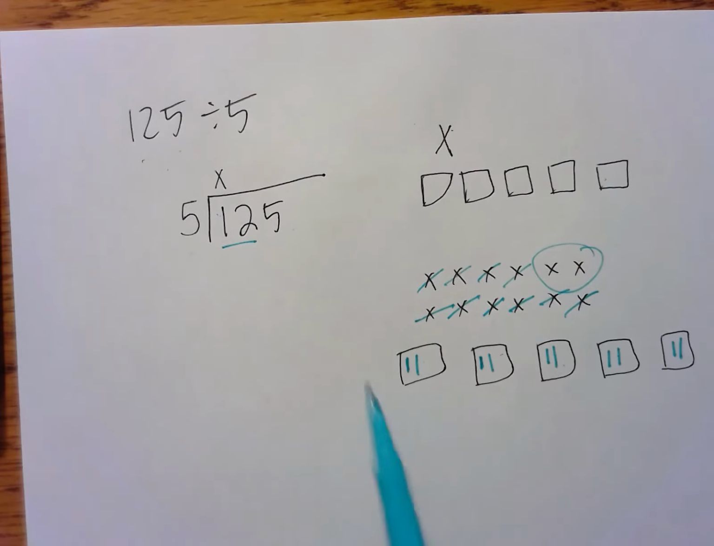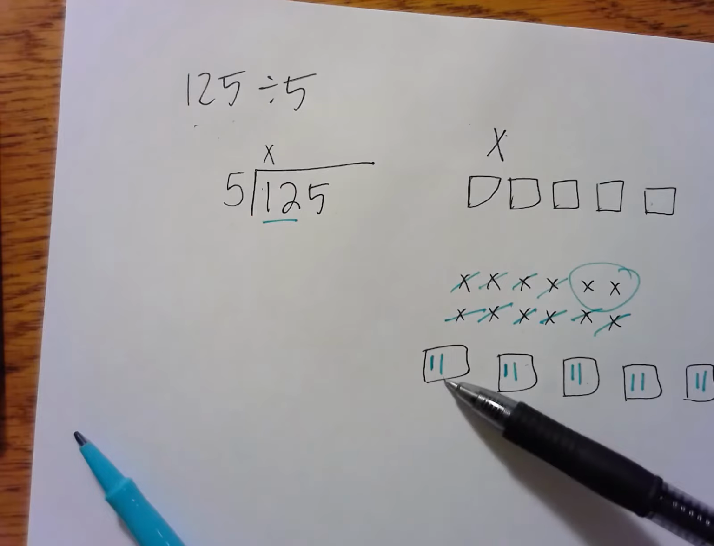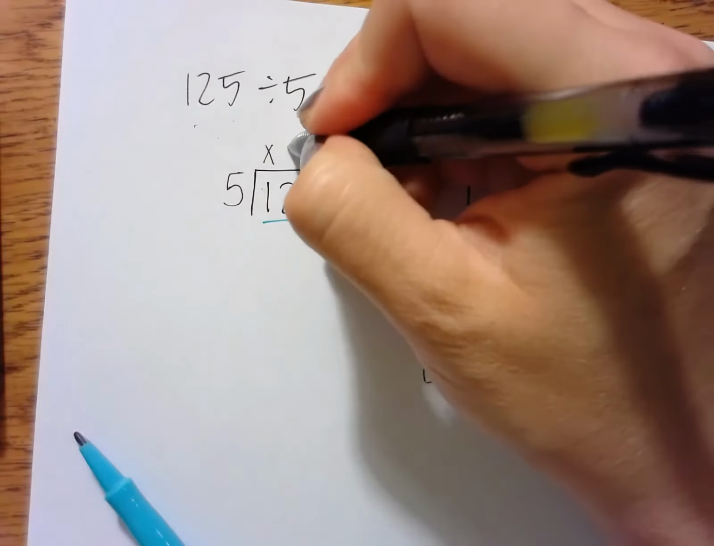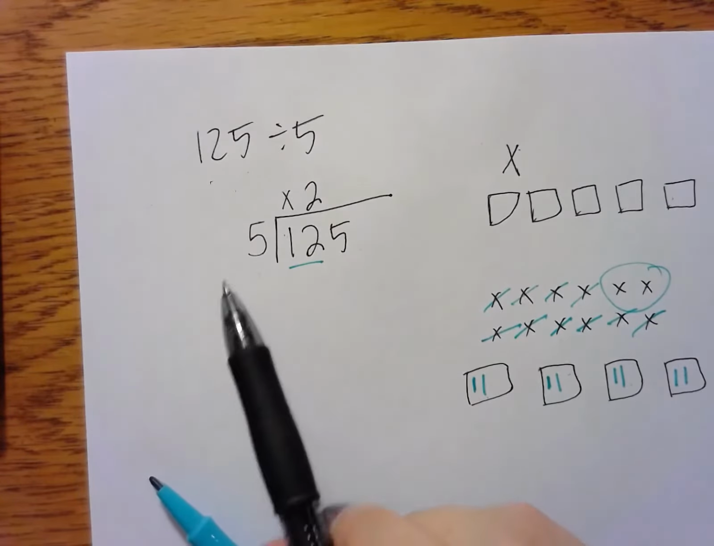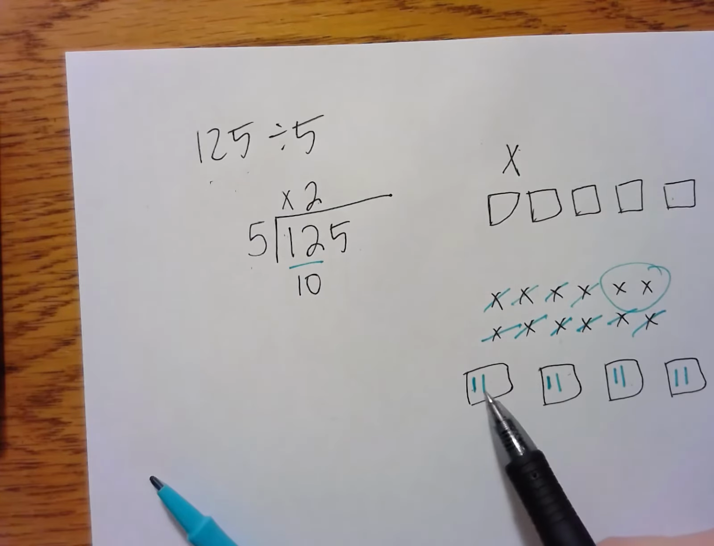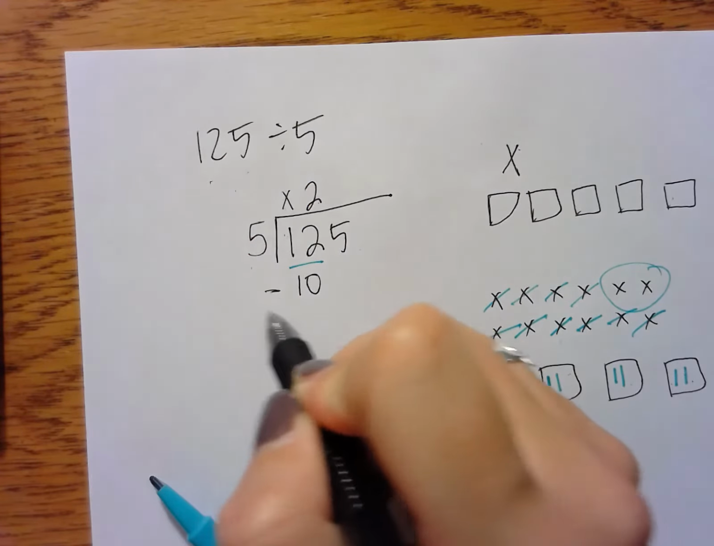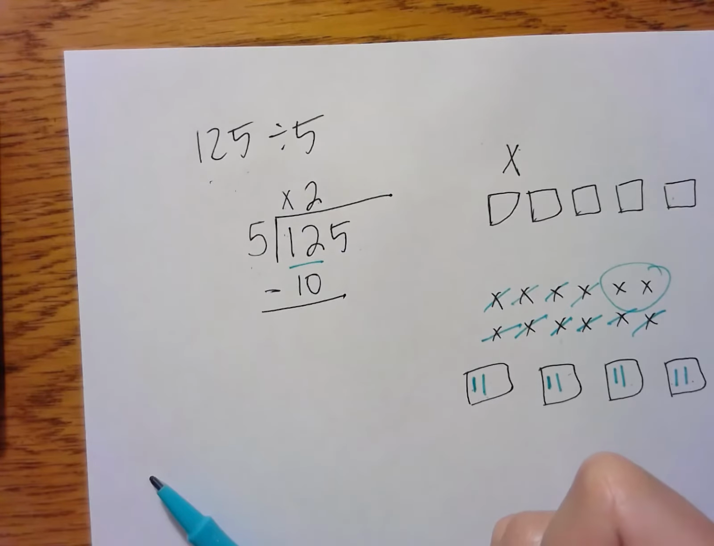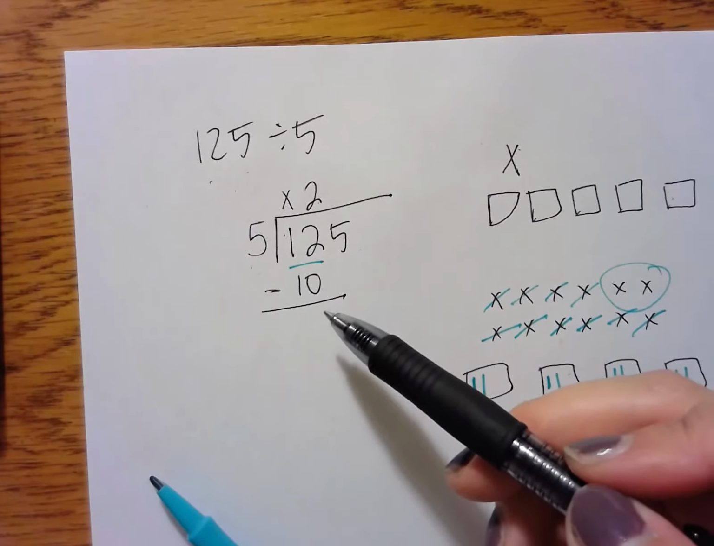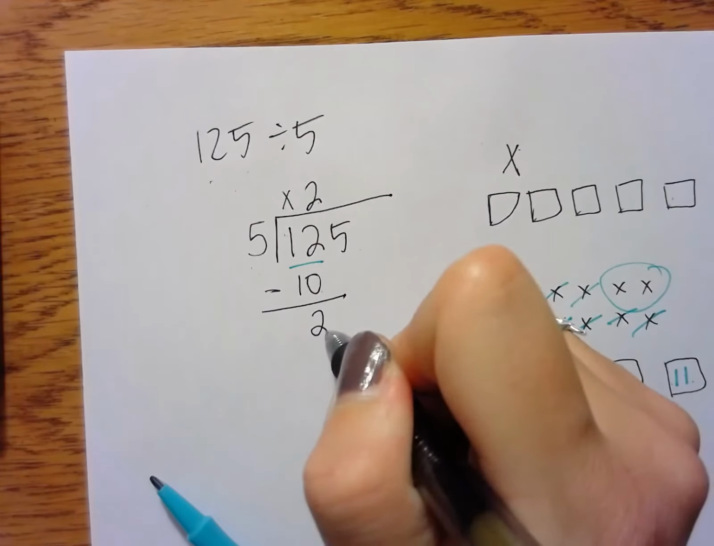But 5 boxes times what number is going to get us close to 12? And the answer is 2. So we are going to take that 2, and we're going to put it at the top. And 5 times 2 is going to be 10. And you can check because we used 10 of the X's: 1, 2, 3, 4, 5, 6, 7, 8, 9, 10. And now we're just going to subtract. We have 12 minus 10 here. 12 minus 10 is 2.